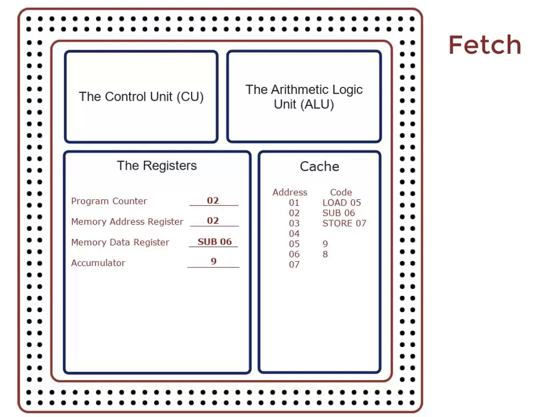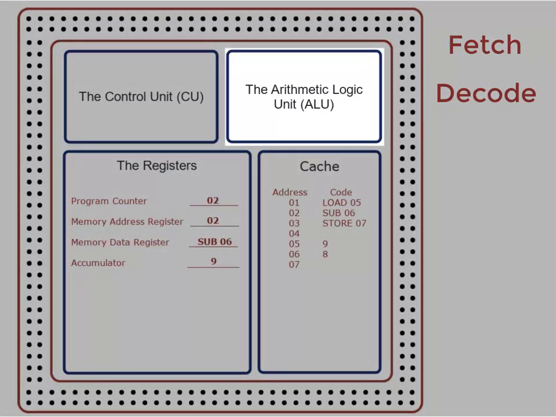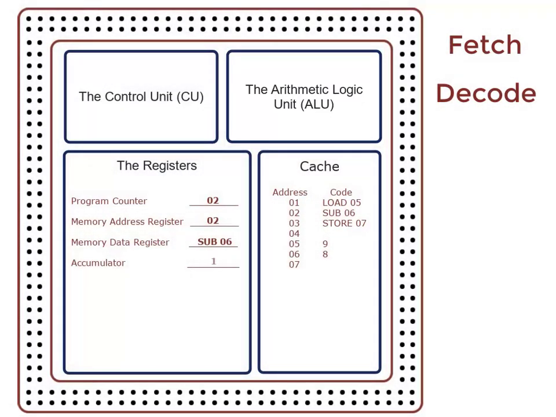This instruction is now decoded. It requires the data at address 06 to be subtracted from the data in the accumulator. This will be done by the arithmetic logic unit, and the result put in the accumulator. Now that this instruction has been executed, the program counter will be advanced to address 03. This address will be placed in the memory address register, and the instruction at 03 will be fetched to the memory data register and decoded.